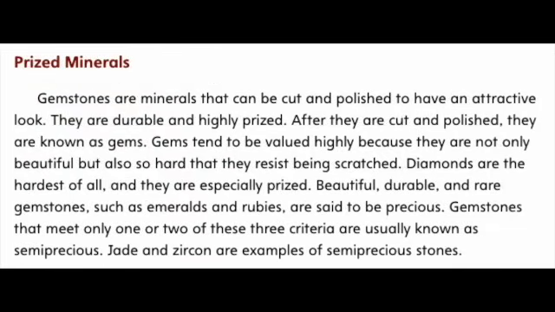Prized minerals. Gemstones are minerals that can be cut and polished to have an attractive look. They are durable and highly prized. After they are cut and polished, they are known as gems. Gems tend to be valued highly because they are not only beautiful, but also so hard that they resist being scratched. Diamonds are the hardest of all, and they are especially prized. Beautiful, durable, and rare gemstones, such as emeralds and rubies, are said to be precious. Gemstones that meet only 1 or 2 of these 3 criteria are usually known as semi-precious. Jade and zircon are examples of semi-precious stones.